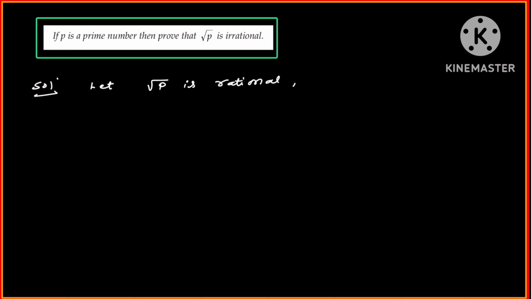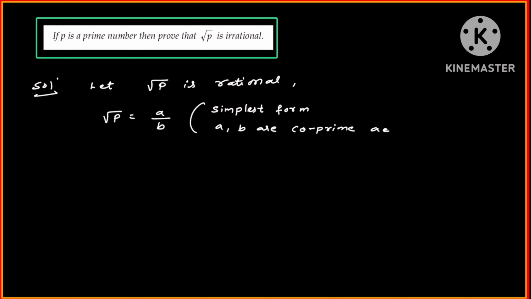If it is rational, we can express square root of p as a by b form, where a by b is in simplest form. Simplest form is nothing but a and b are co-prime, and b is not equal to 0. This is our assumption.